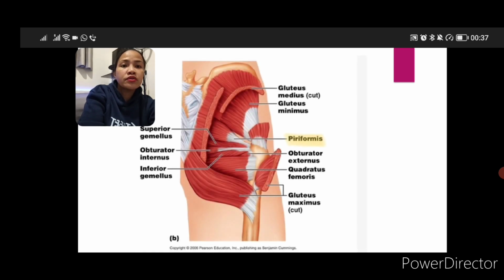Then let's talk about the muscles located at the deep portion of the hip area. These are the piriformis, as you can see there, obturator externus, quadratus femoris, superior gemellus, obturator internus, and inferior gemellus. All these muscles do lateral rotation. They are all synergists to each other. It means that they all do the same function.